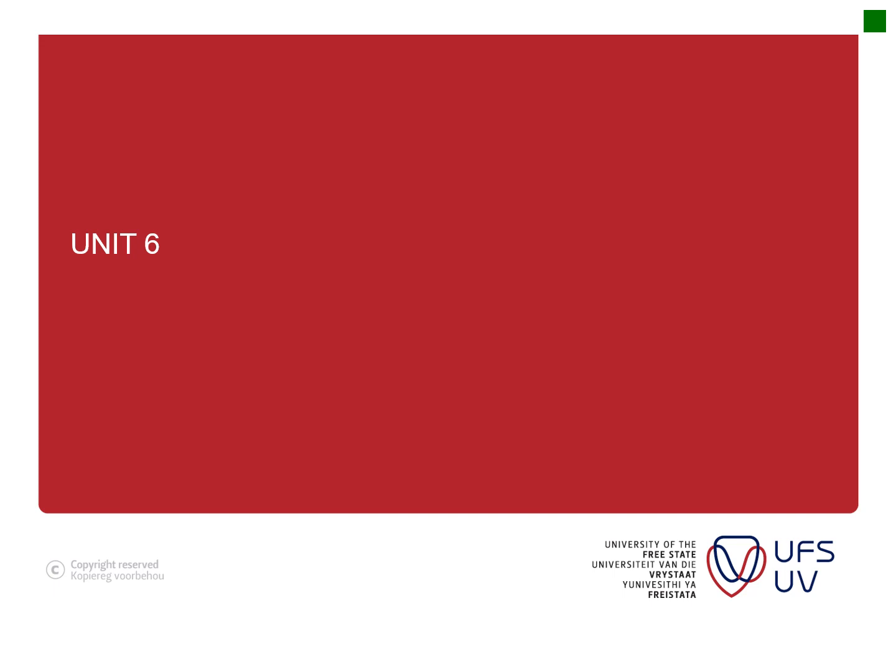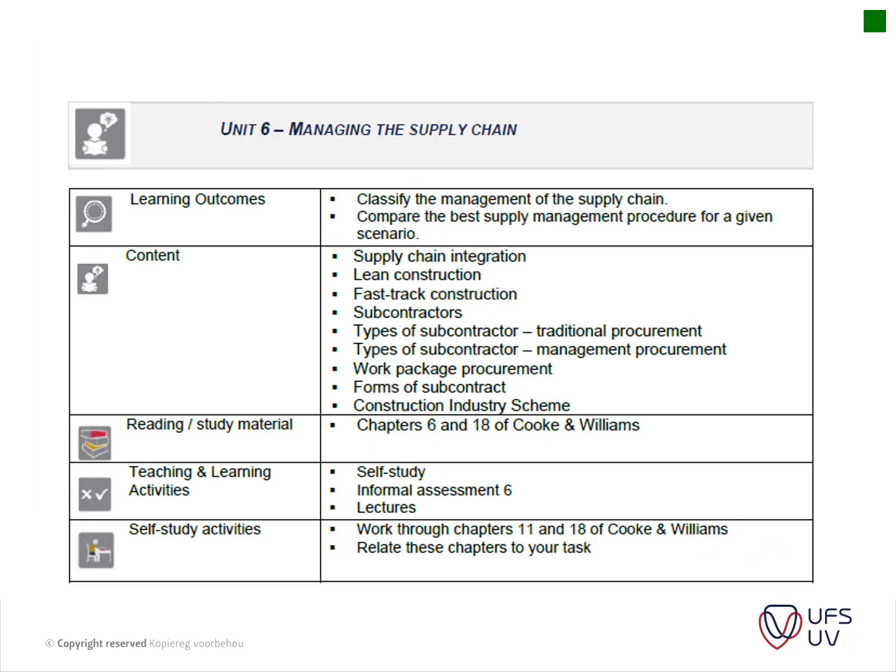So in Unit 6, we're going to look at Chapter 6 and 18 of Cook and Williams, and we're going to have an informal session on these two. We already did Chapter 18 previously, so you can go through Chapter 18. I'm just going to go through the theory of Chapter 6.